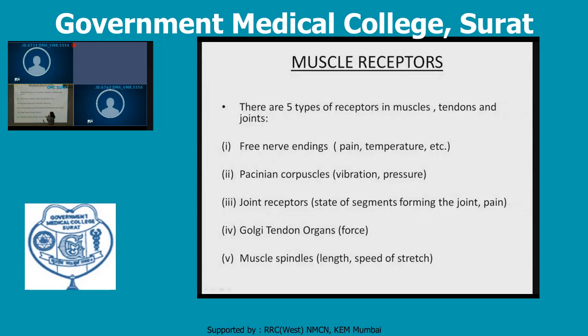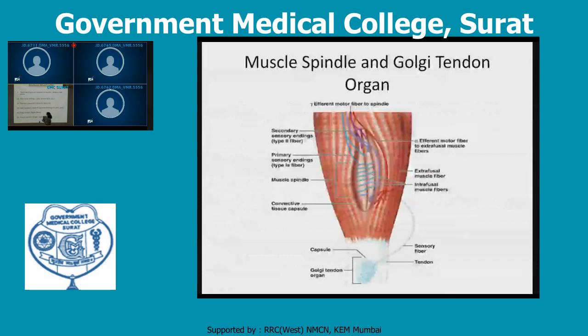Then the muscle spindle, they are sensitive to the stretch. The muscle spindles are the stretch receptors. They are sensitive to the length of the muscle fiber and the speed and the total stretch of the muscle spindle. Now, let us first see the structure of the muscle spindle and the Golgi tendon organ.